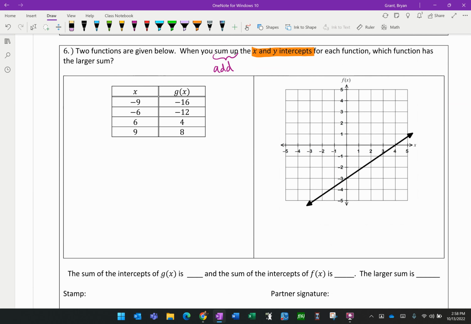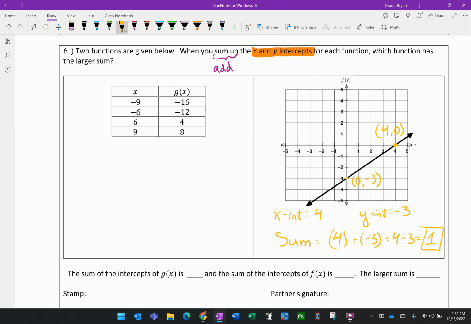All right, let's tackle the easy one first, I think. We're going to tackle the graph, because on the graph we can actually see the x and the y-intercepts, can't we? Our x-intercept is where our graph crosses the x-axis. Y-intercept is where it crosses the y-axis. So we know that the x-intercept is 4 and the y-intercept is negative 3. If I want the sum of those, we need to do 4 plus negative 3. That's like 4 minus 3, which is 1. So my graph has a sum of 1 when we sum up the x and y intercepts.